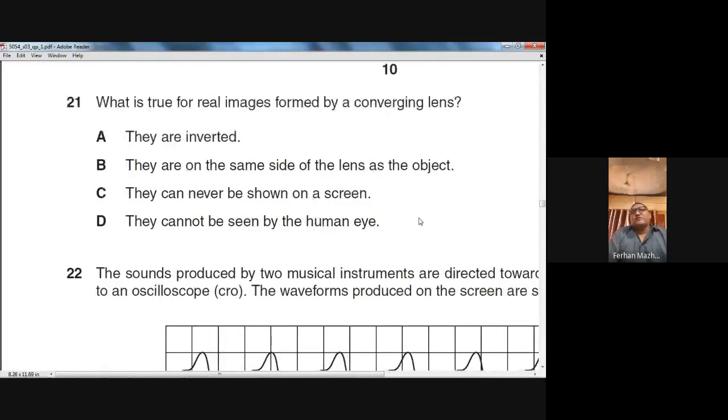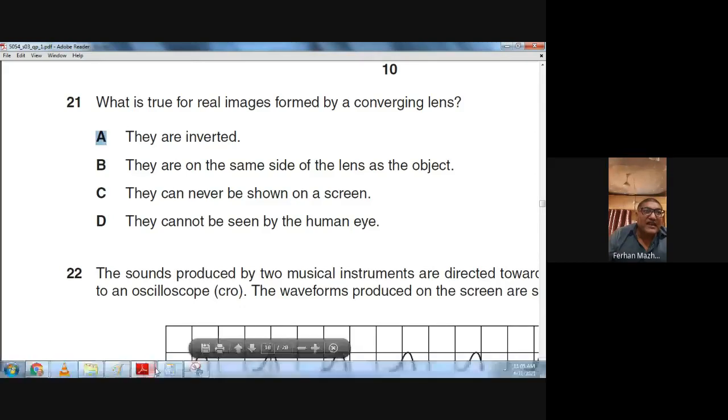What is true for real images formed by a converging lens? The real image formed by the converging lens is inverted, and it can be captured on a screen. They are inverted, that is true. They are on the same side of the lens as the object, that's wrong. They can never be shown on a screen, that's wrong. The real images can be shown on a screen. They cannot be seen by the human eye, that is also wrong. So clearly question number 21, A is the choice.